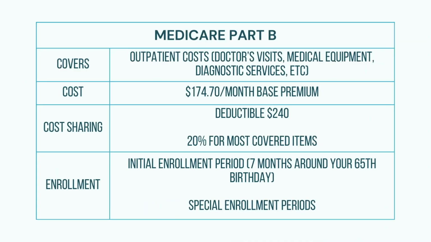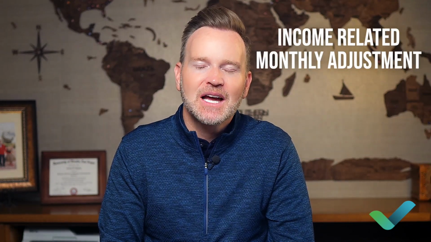Now, unlike Medicare Part A, most people have to pay a premium for Medicare Part B. The standard premium for 2024 is $174.70 a month, and that typically increases each year. But people with higher income or that are in higher income brackets may have to pay more. This is known as Medicare's Income-Related Monthly Adjustment Amount, IRMAA, or IRMA for short.